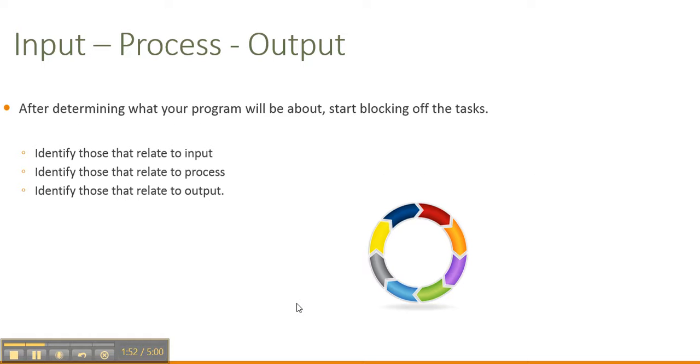All programs follow the input process output cycle. This cycle involves input that your program will take and use to process to generate an output. So when you think about your program, you need to then block off the various tasks you want to follow. You first need to identify those that relate to input, then those that relate to processing, and then those that relate to output. All programming languages will have these steps.